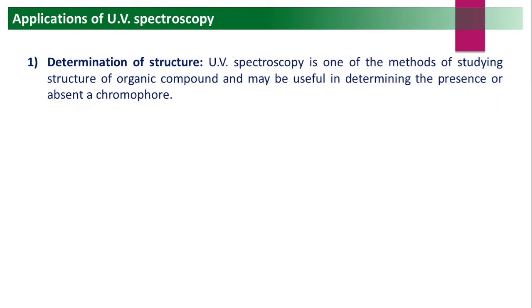UV spectroscopy is one of the methods of studying the structure of an organic compound and may be useful for determination of presence or absence of a chromophore. Chromophores, as you know, are the functional groups which absorb the UV radiations. So this spectroscopy gives us information about presence or absence of the chromophore.